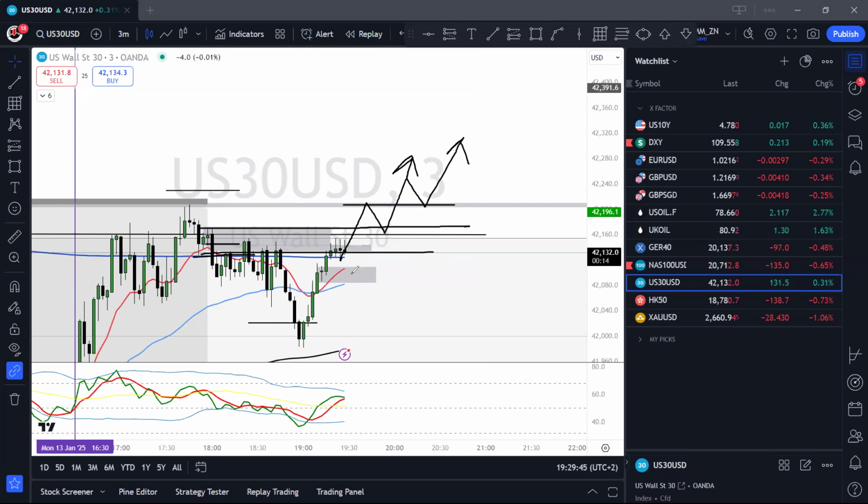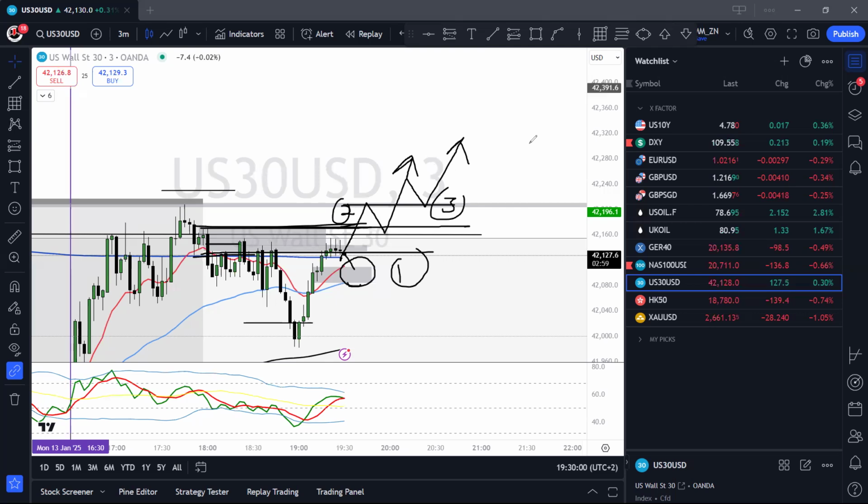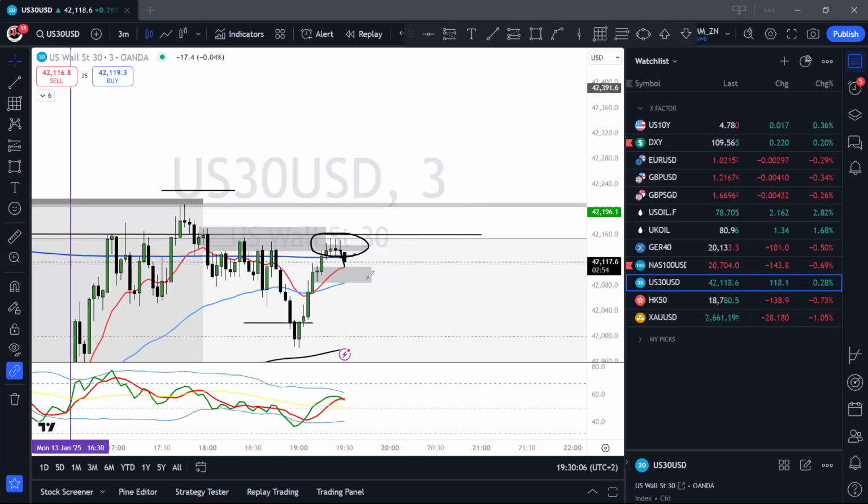So rather wait for one, price to react on the 13 EMA. Number two, price to break this zone and stay above it. Then number three, price to break the initial 42,200 area and stay above it. Once price does that, then the chances of it continuing to push up will be there. But if we don't break this level, then price can still potentially continue to push down in respect of the 42,200 area which we bounced on.